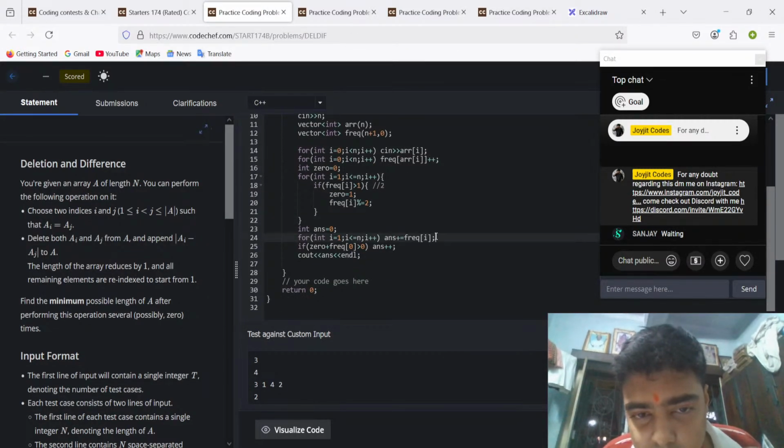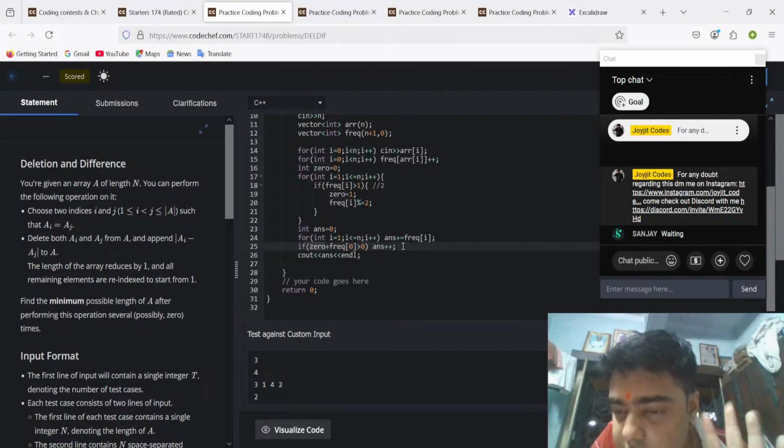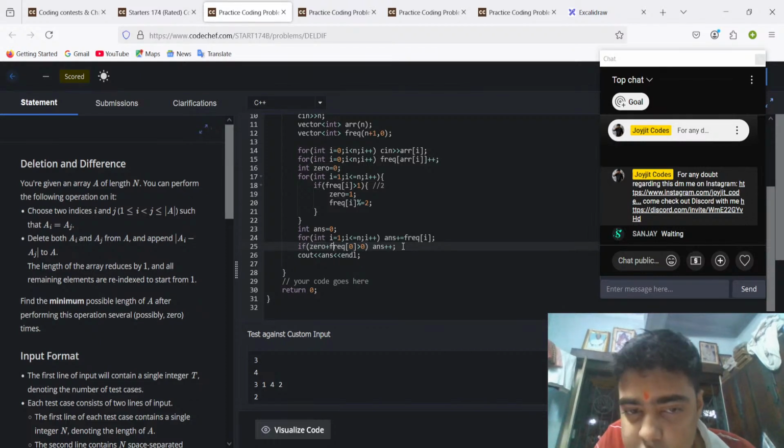So after you're done with this, now you have to check what the frequency of zeros was, and whether we got any 0 or not. Let's say we didn't get any 0, and the frequency of 0 was also 0. I mean, there were no zeros at the beginning and we haven't reduced anything to 0. So that means there is no 0, so 0 is not going to contribute to it.